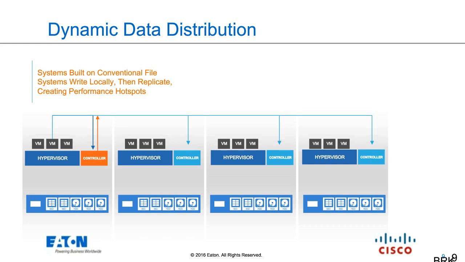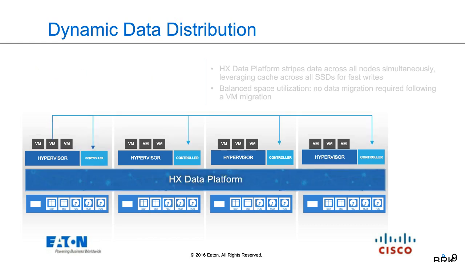With the HX data platform, we stripe data across all of those nodes simultaneously. All of that striping is done by the IOVisor plugin, managing that across all of the nodes in the system automatically. So we leverage the cache across all SSDs for fast writes. Every single server platform in the HX environment has an SSD. We use that for cache. It gives us balanced space utilization, so no data migration is required following a VM migration.